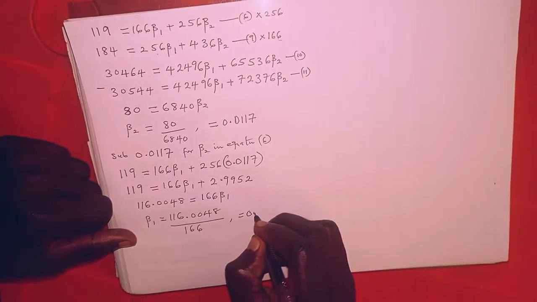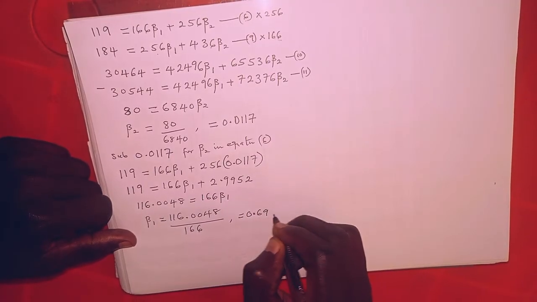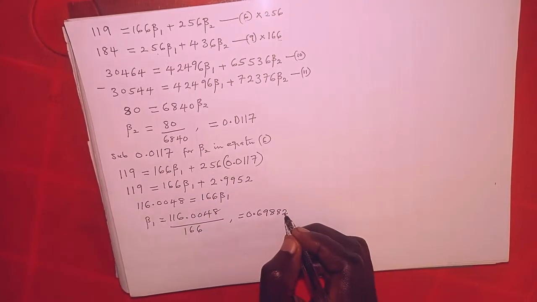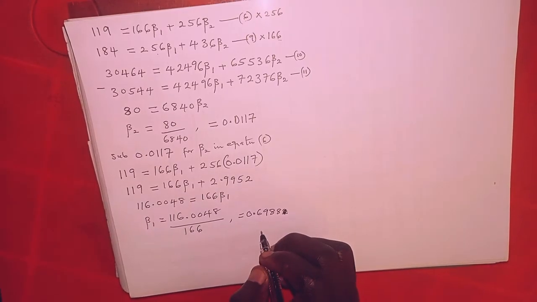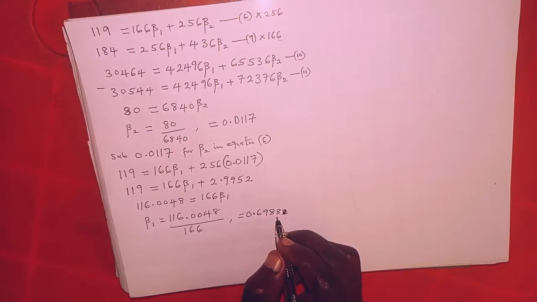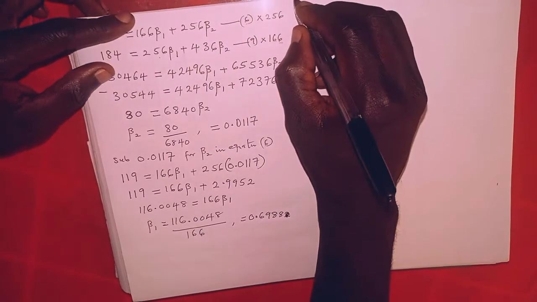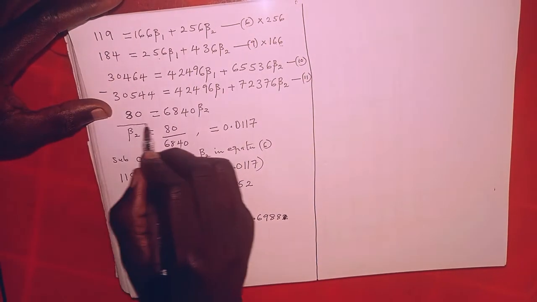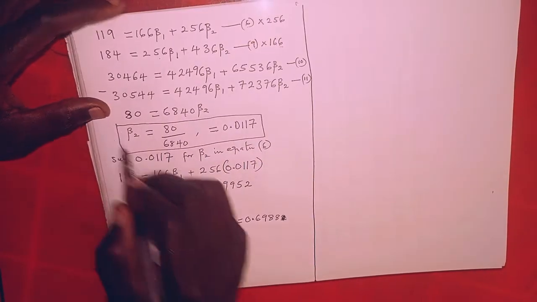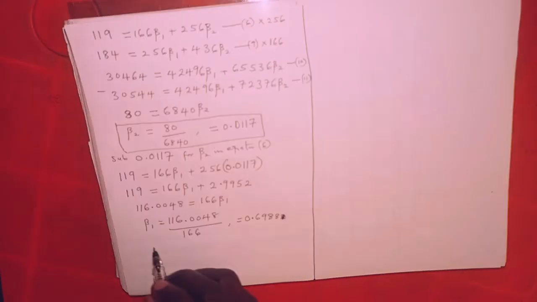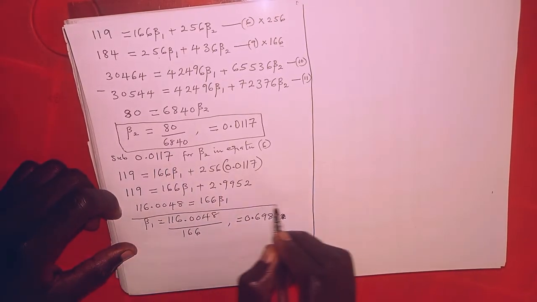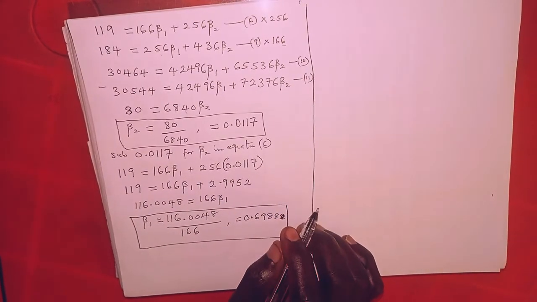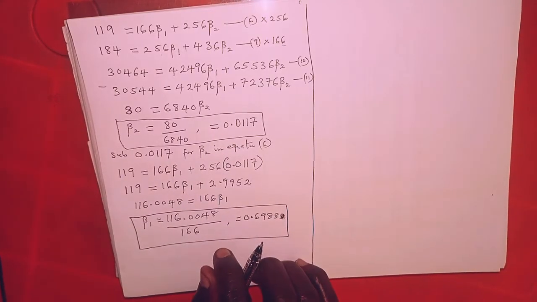So if you divide this and we leave the answer in 4 decimal places, this is definitely going to give us 0.69882. So we can remove this 2 here since we are considering 4 decimal points. We have 0.6988. Now the value of beta 2 is known. The value of beta 1 is known. So we need beta naught. We need to find the value of beta naught.